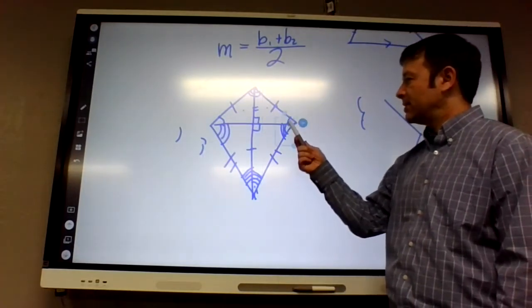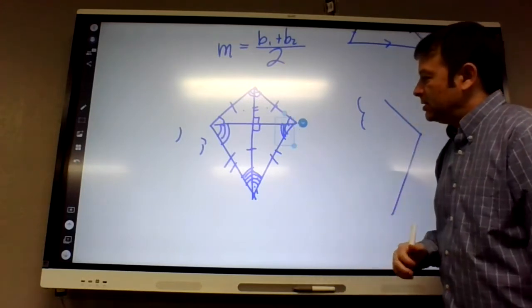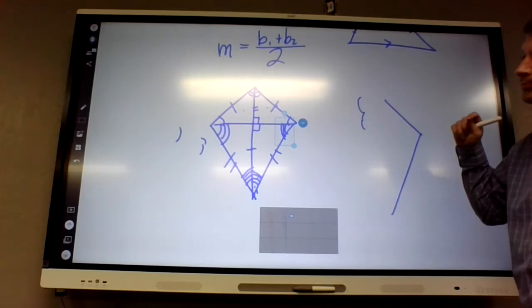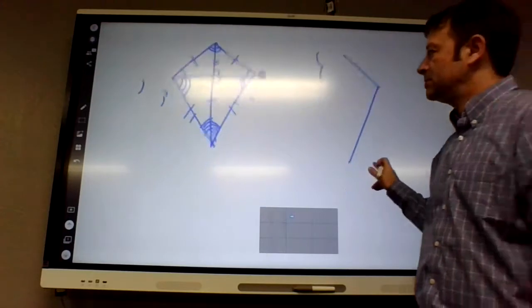These two are not the same, though. This triangle is different than this one. Lots of stuff going on there. So, mark that one up really good. Let's see, what else?